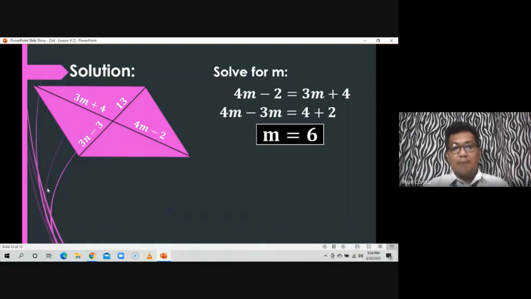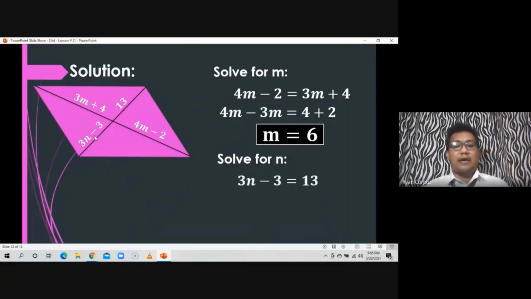Tingnan natin kung tama. So 3 times 6 is equal to 18 plus 4 equal to 22. 4 times 6, that would be equal to 24 minus 2, which is equal to 22. So they are equal or congruent in measure. How about the value of n? Given na to eh. Alam mo that this is half of this diagonal. So, since bisect each other, so, kung ano yung measure nito, yun din yung measure nung other half of it. So, we can equate also the 2 to solve for n.